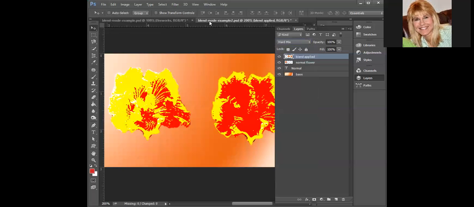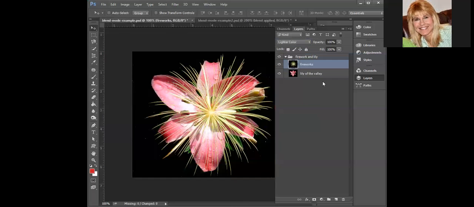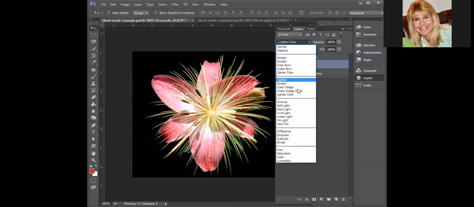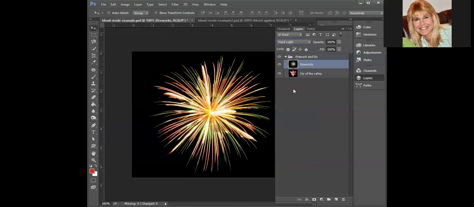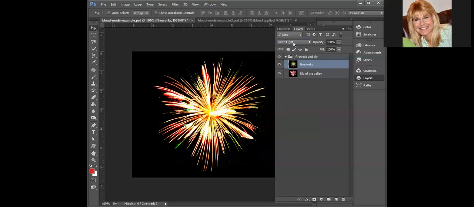Now we'll look at that same grouping over here. So we've got overlay. Remember, that's going to screen or multiply. Soft light. It's supposed to look like we have a soft light shining on the image. Hard light. It's supposed to look like we have a hard light or a spotlight shining on the image.